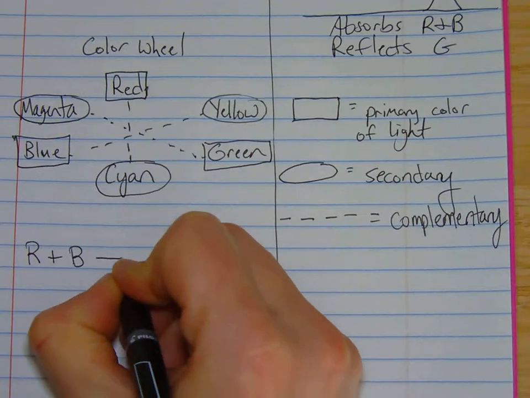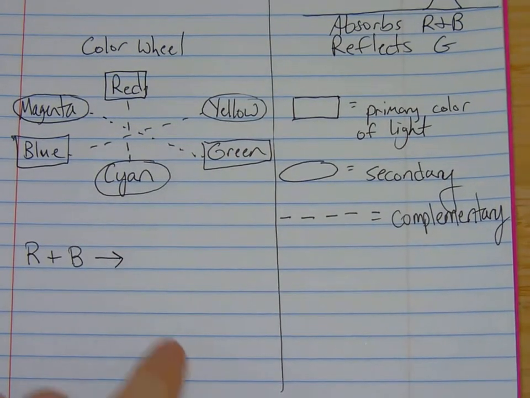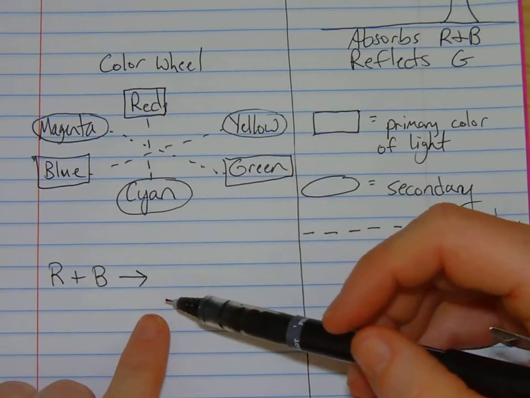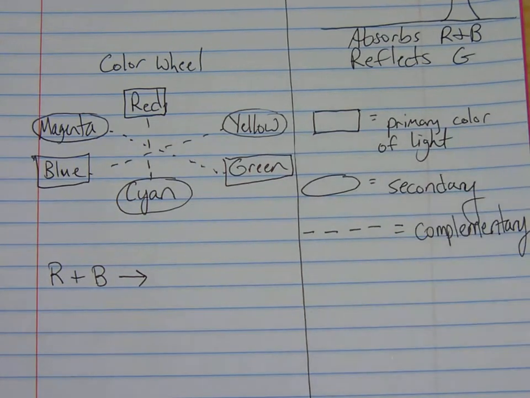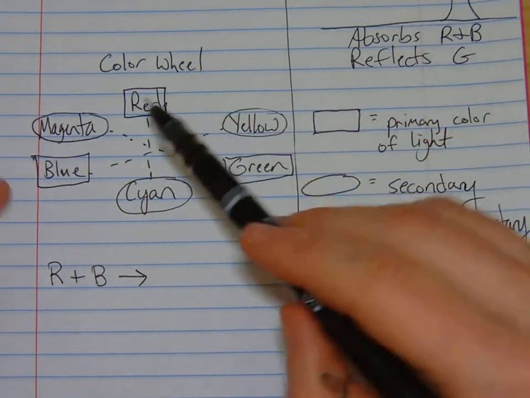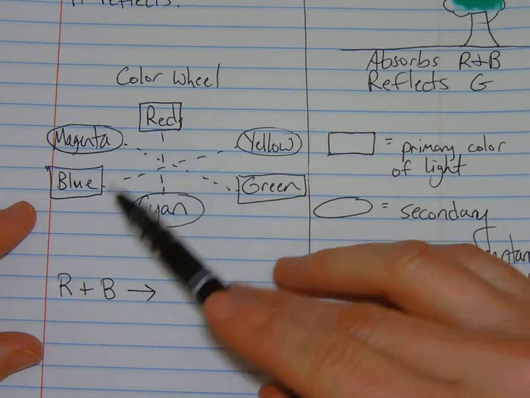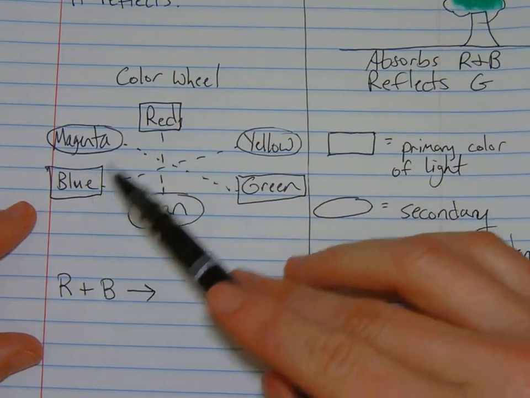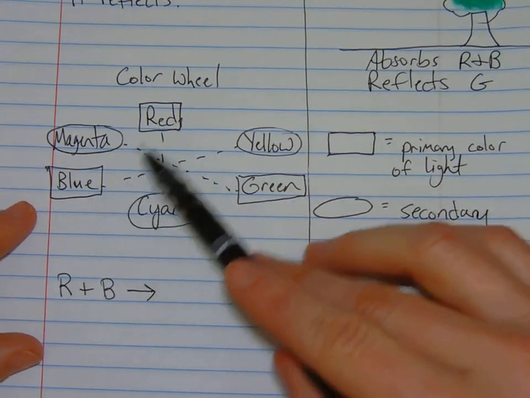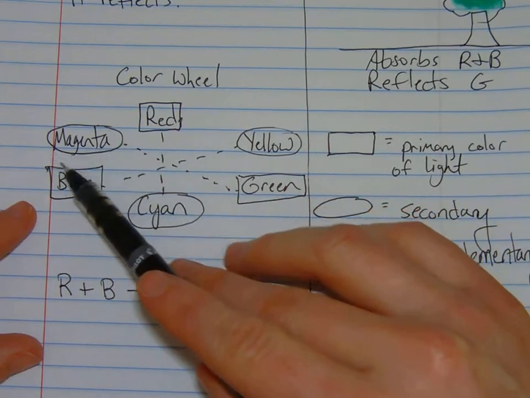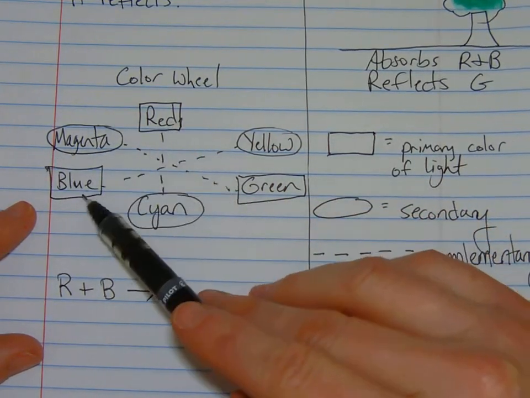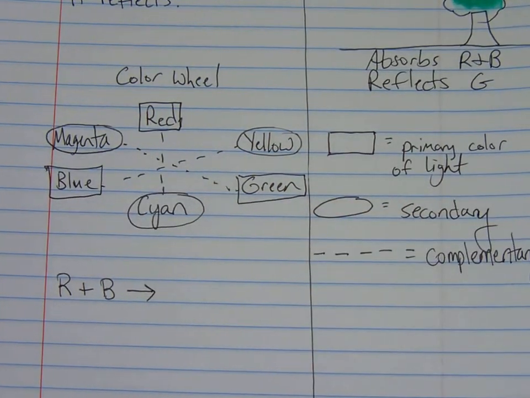So if you take a red and a blue, the resultant color is what is on the right side of the arrow, or what do you get? We can put an equal sign there, it doesn't matter. Red plus blue, you look on the color wheel, they are both primary. The secondary color they create is what lies between them. Okay, so red plus blue makes magenta.